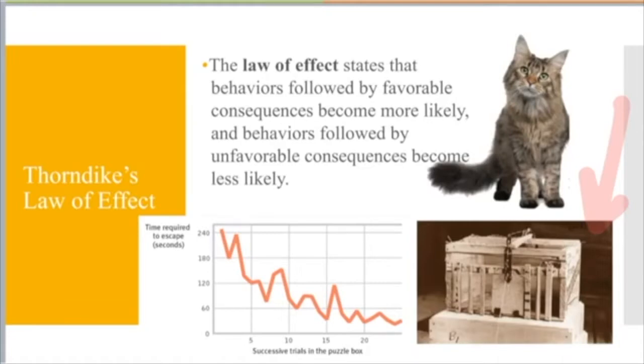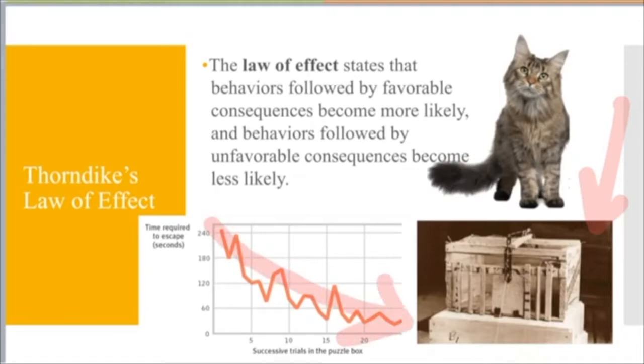Basically, what he noted was that the cats took less and less time to escape the box after repeated trials and rewards. So the more often they were rewarded for doing the task or the puzzle correctly, you can see the amount of time it took them decreased.